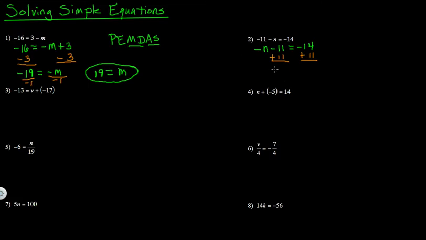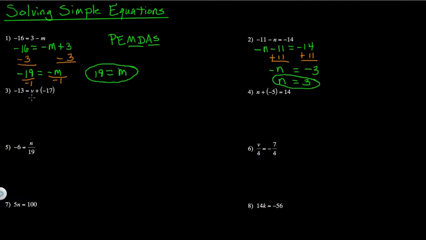So that leaves me with negative n is equal to negative 3. And then same thing again, if negative n is equal to negative 3, I know that positive n is equal to positive 3, again by dividing both sides by negative 1. And that's our answer. Okay, next one.